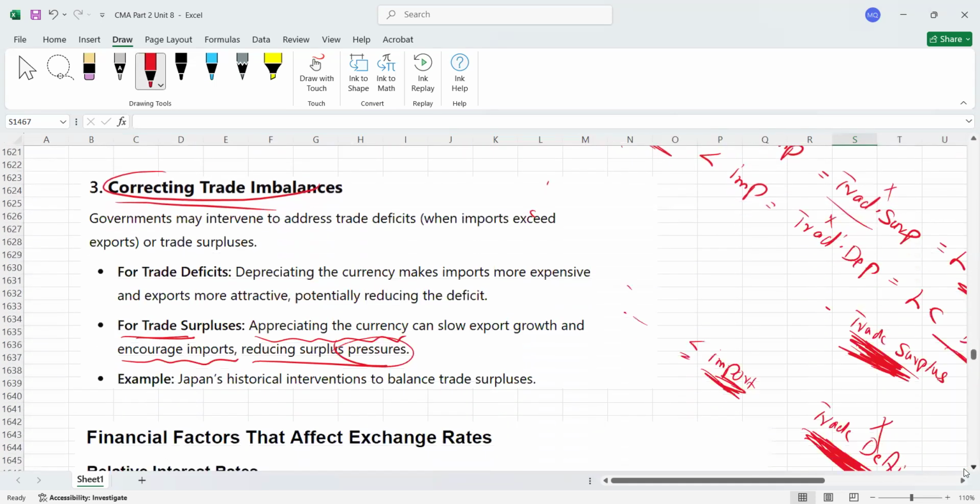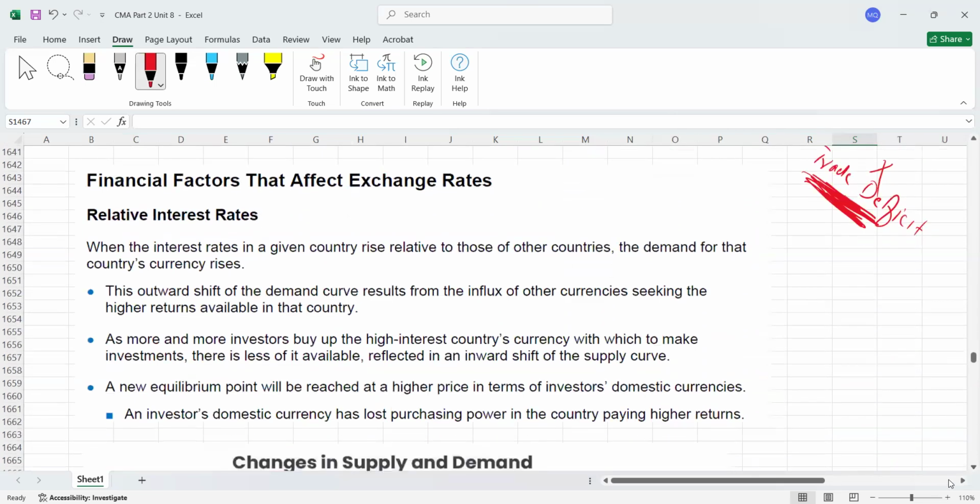So these are three trade related factors. Now I'm going to explain financial factors. It's quite easy, don't worry. Financial factor is what? You just have to think logically here. For example, again, I'm giving you an example. Let's assume you are living in India, and in India, interest rates are, for example, 5%. 5% means if you invest, you can earn 5%.